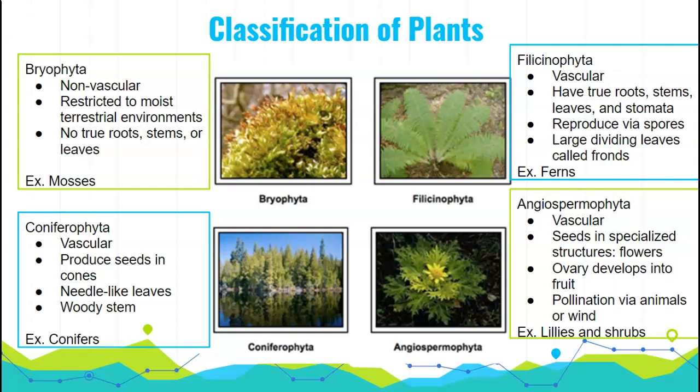And finally, angiosperms is everything that I haven't touched on yet. Angiosperms are any type of plant that flowers. Now, flowers could be literal flowers, but they could also be fruits. So anything that you think of that has seeds is considered an angiosperm. They have ovaries, which develop the fruit, and they are pollinated via animals or wind.